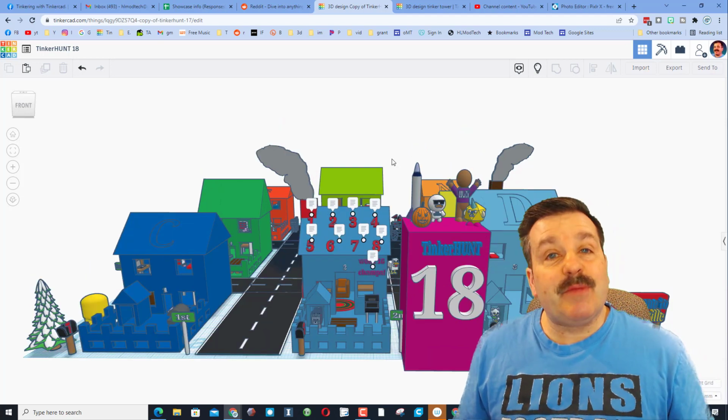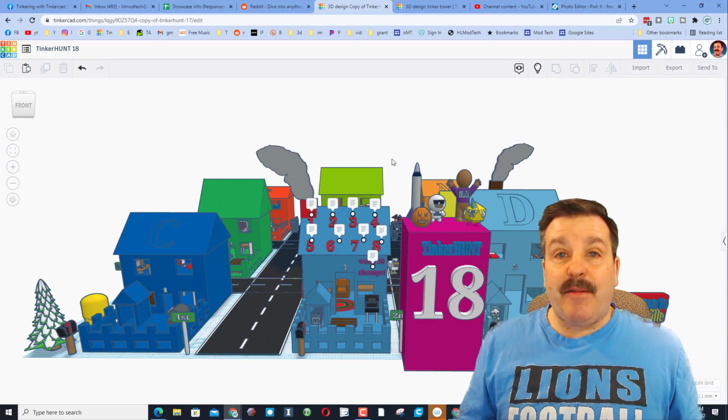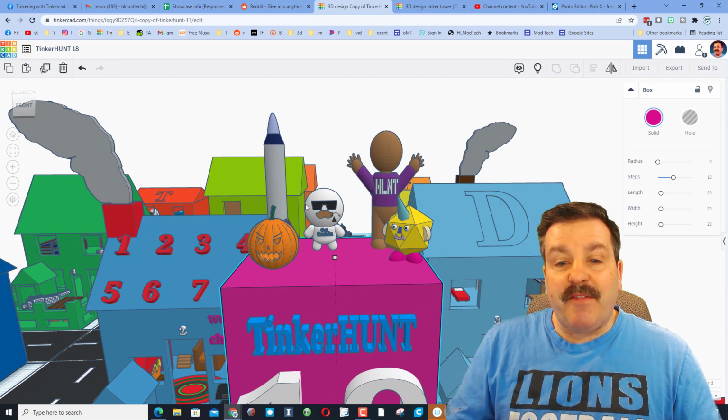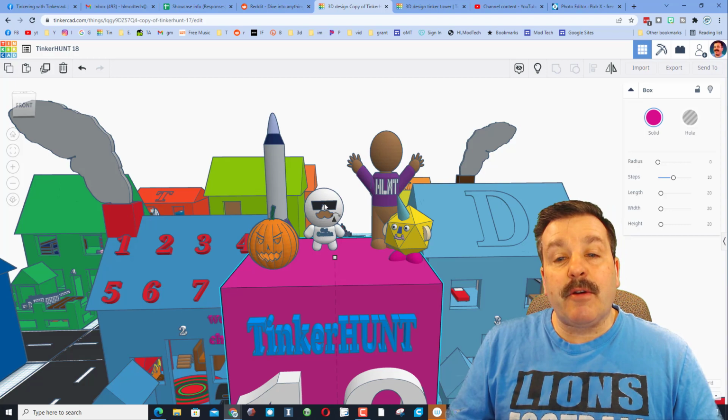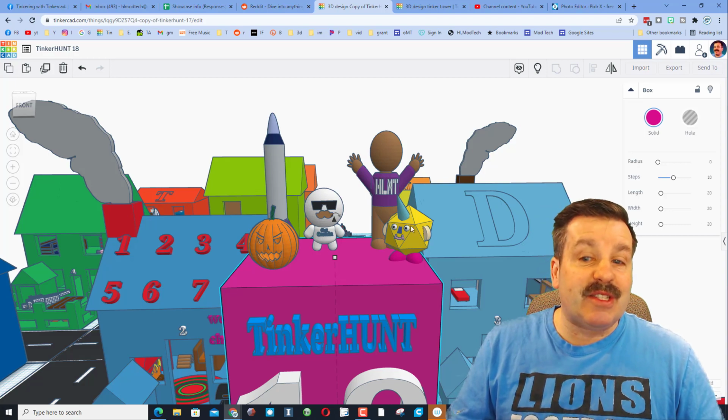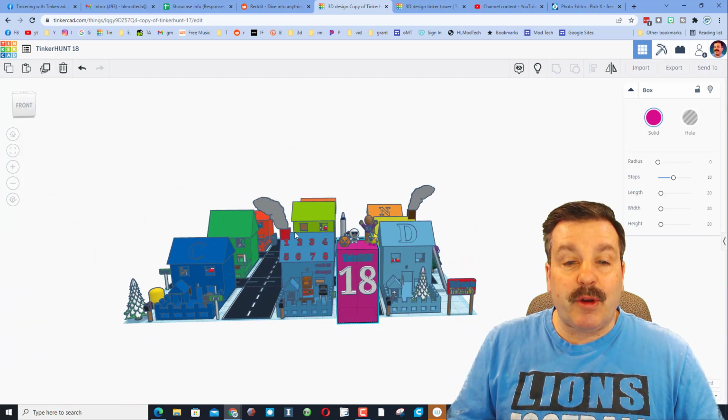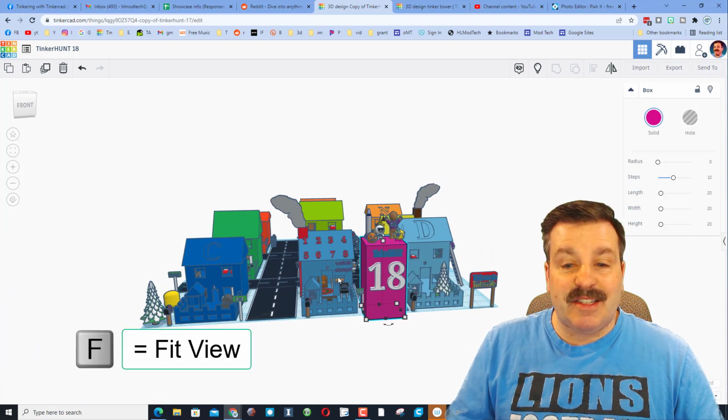Friends, if you've never seen this before, a TinkerHUNT is a scavenger hunt. Your job, friends, is to try and find these five items. I have hidden them in the TinkerHUNT. There's a jack-o'-lantern and a rocket, there is Blanky, there is the celebrating kid, and the unicorn dude, and they are all hidden inside this project.